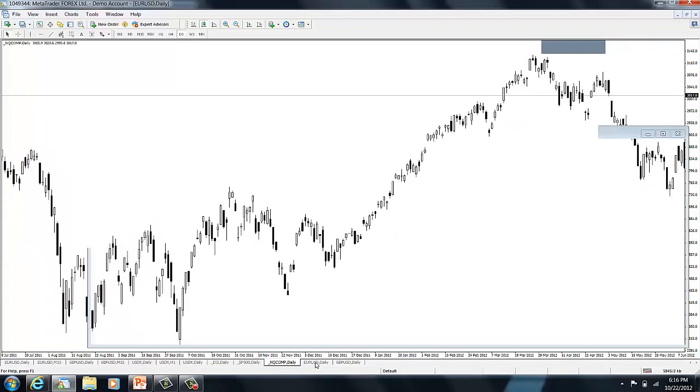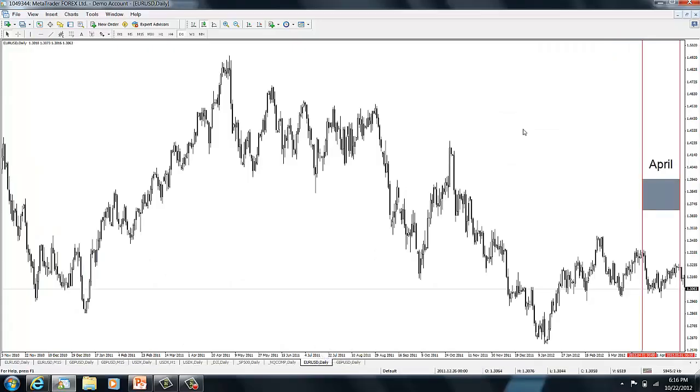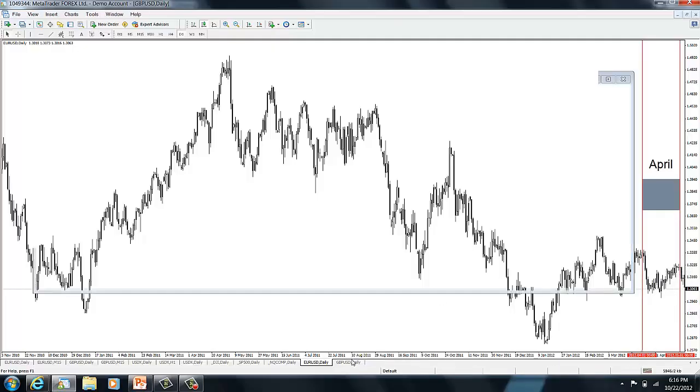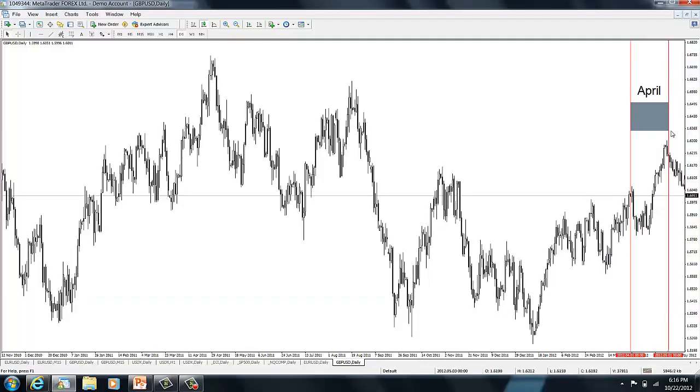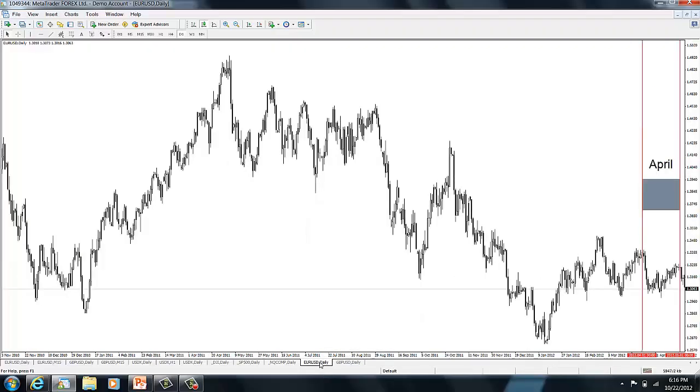Now let's look at the fiber. Okay, and what I have here is the April month delineated between the two red vertical lines. Okay, and we're looking at the fact that we were unable to make a higher high here. Okay, and just for a second, let's shoot over to the cable, and you can see how in that same time frame in the month of April, the cable was willing and able to make a higher high. Okay, so let's go back to the fiber for a second.